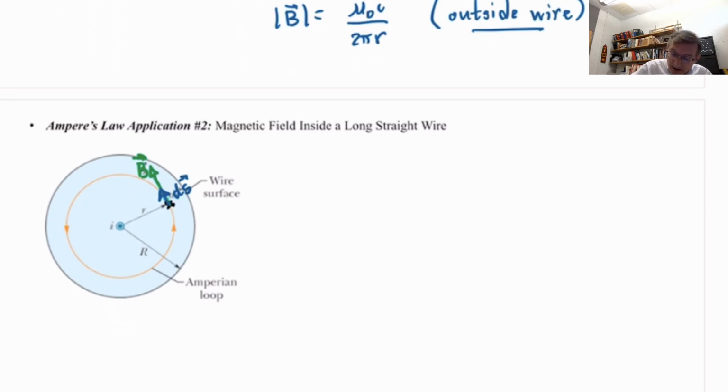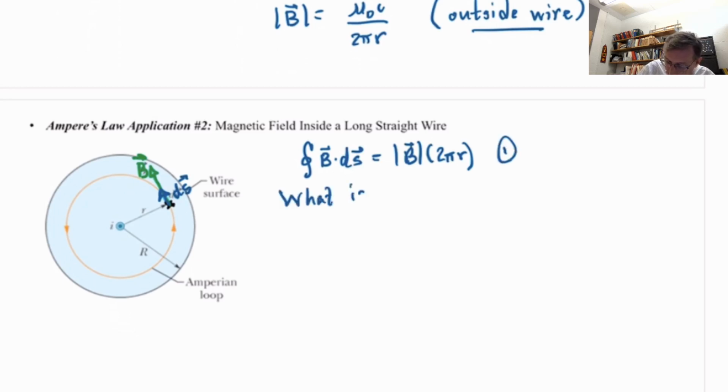So it's that same kind of symmetry. I can just immediately write down, symbolically, that the circulation formula for this circular Amperian loop is B magnitude times 2 pi r. Right? So we can still call that equation 1. That's fine. But now I have to ask the next question, what is I enclosed?